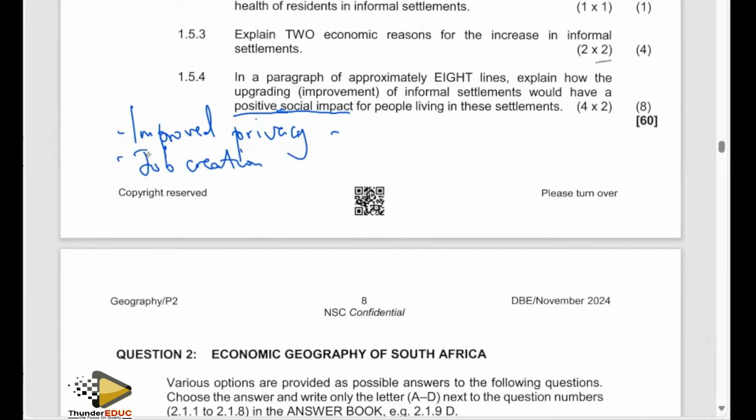And also, we can talk of reduced crime. In that situation, we are saying criminal activities are more common given the disorder that is within the settlement. The structures are not decent and people can just behave anyhow. And given that they now have decent structures, it will also imply that the level of crime is going to reduce. And you can also talk of the general improvement of the quality of life.